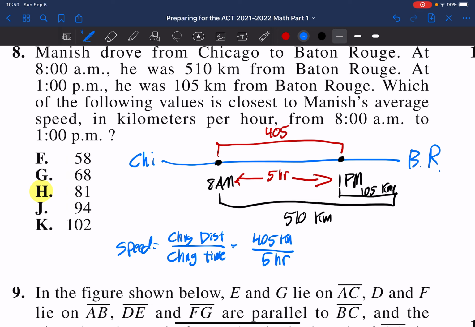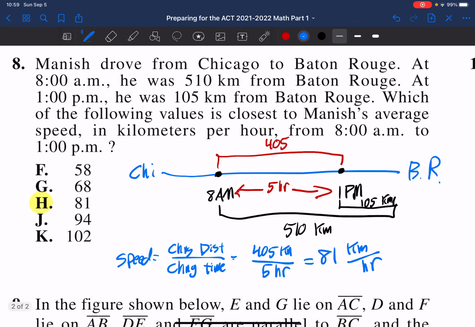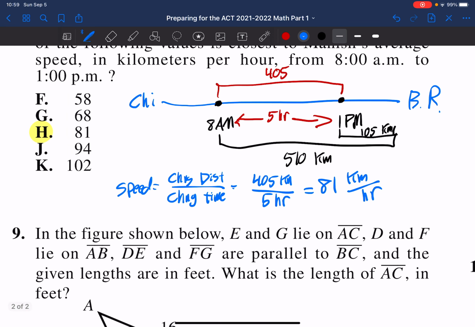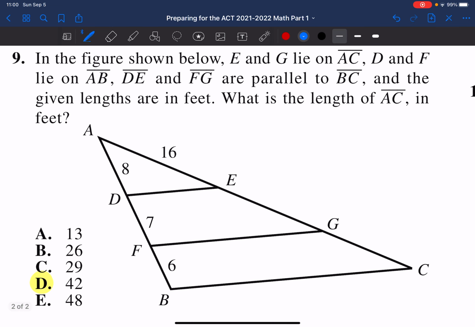And that gives us 81 kilometers per hour. So moving on to number 9.